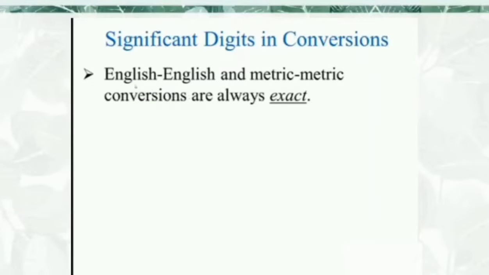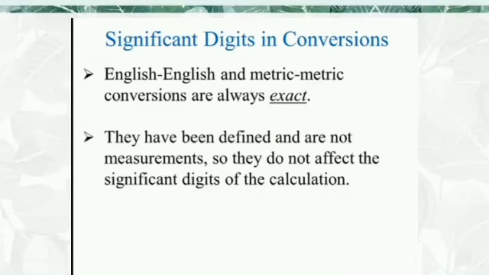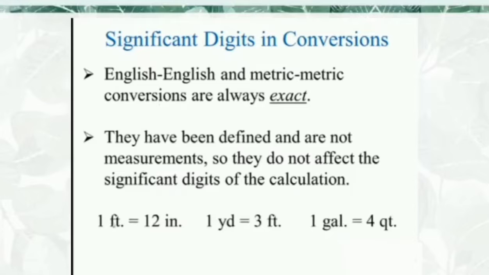Significant digits and conversions. English to English and metric to metric conversions are always exact. They have been defined and are not measurements, so they do not affect the significant digits of the calculation. 1 foot is equal to 12 inches. 1 yard is equal to 3 feet, and 1 gallon is equal to 4 quarts.